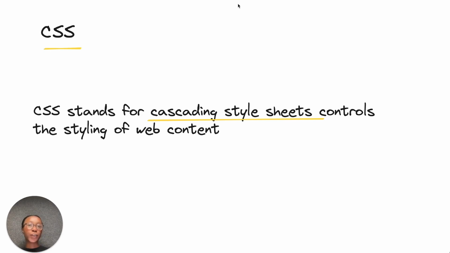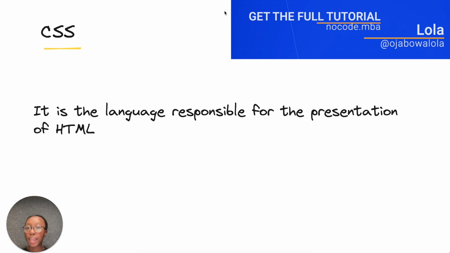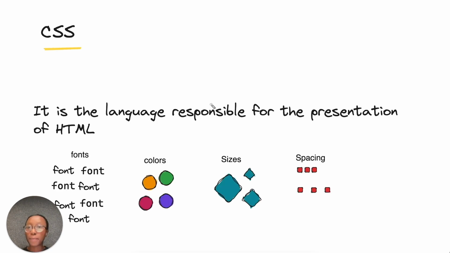CSS, which stands for Cascading Style Sheets, controls the styling of web content. It is the language responsible for the presentation of HTML, like fonts, colors, sizes, and spaces. Style sheets are made up of rule sets that style HTML elements.